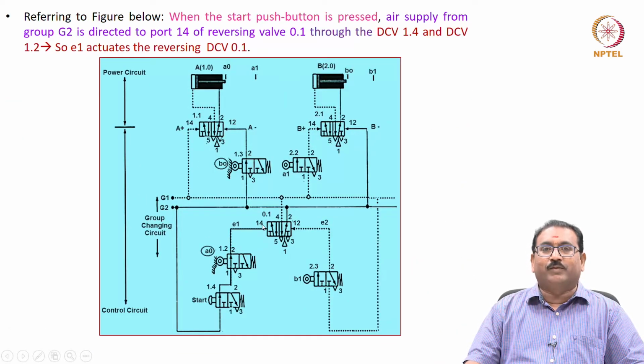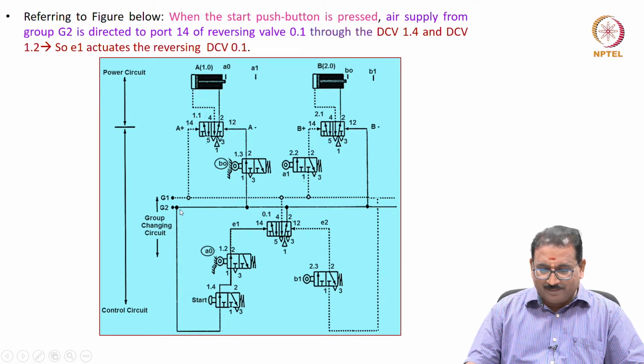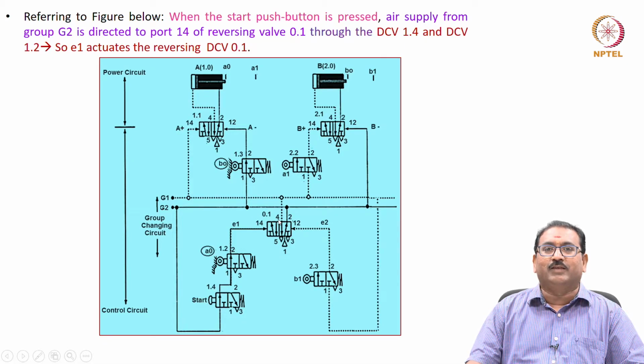Referring to the figure below, when the start push button is pressed, air supply from the G2 is directed to port 14 of reversing valve 0.1 through the DCV 1.4 and DCV 1.2. So, E1 actuates the DCV 0.1.